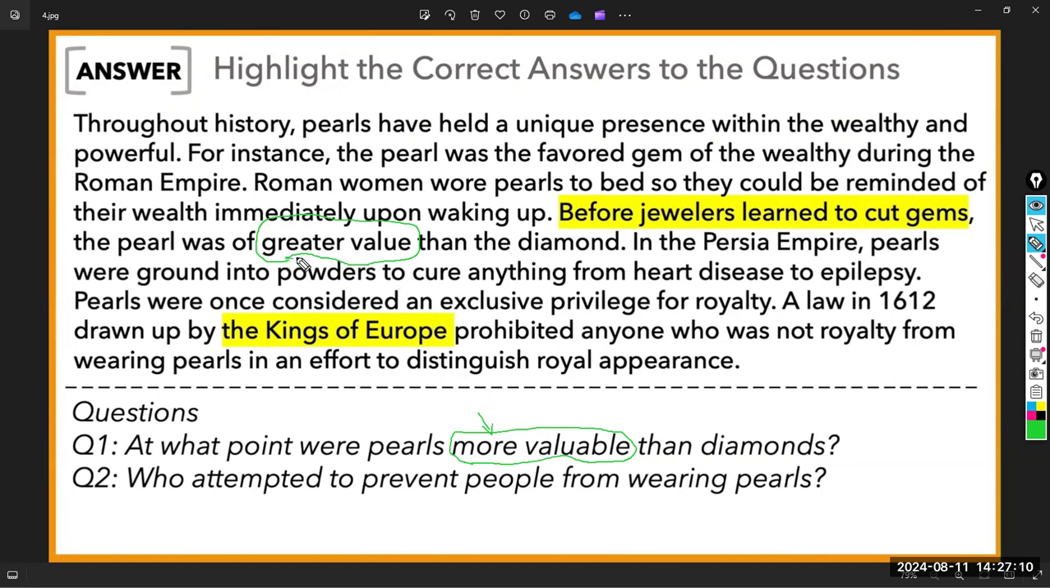After finding the keyword, you have to go back to the beginning of the sentence. Now, in the beginning of the sentence, we have before jewelers learned to cut gems, the pearl was of greater value than the diamond. So the answer is, at what point were pearls more valuable? It is before jewelers learned to cut gems.